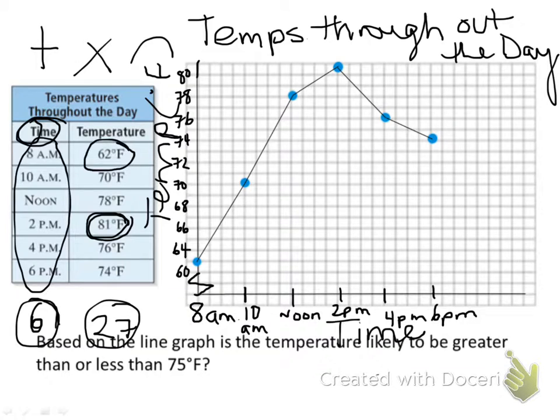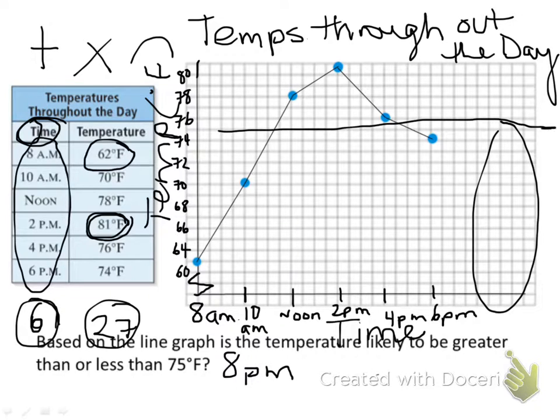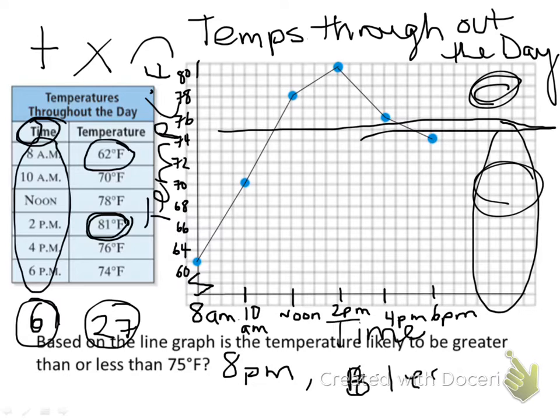Now the last thing we need to do is look at our question at the bottom. Based on the line graph, is the temperature likely to be greater than or less than 75 degrees at 8 p.m.? All right, 8 p.m. will be over here on our graph. Is the graph going up or going down? Our graph is heading downward, and 75 is right here. So do you think the temperature is going to be above 75 up here or below? Hopefully you can say it will be less than 75 degrees.